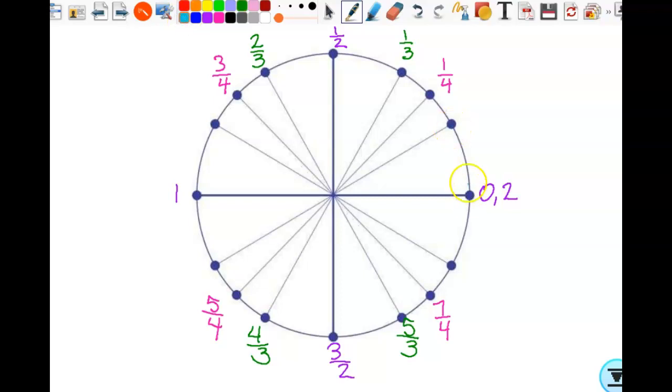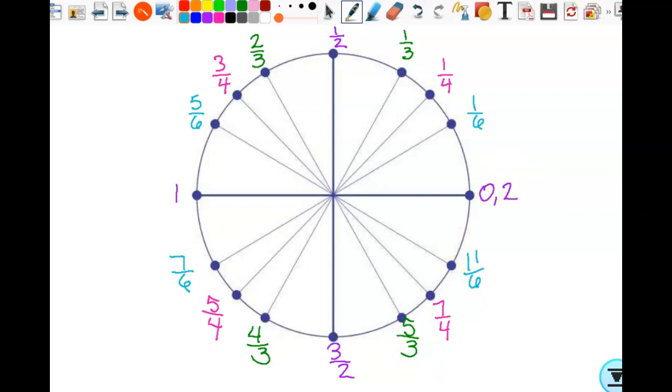And this right here, it's halfway between 0 and 1/3. What's half of 1/3? A 6. So this is 1/6. So let's count in sixths. This is 1/6, 2/6, which is 1/3, 3/6, which is 1/2, 4/6, which is 2/3. This is 5/6, 6/6, which is 1, 7/6, 8/6, which is 4/3, 9/6, which is 3/2, 10/6, which is 5/3, 11/6, and then 12/6, which is 2.